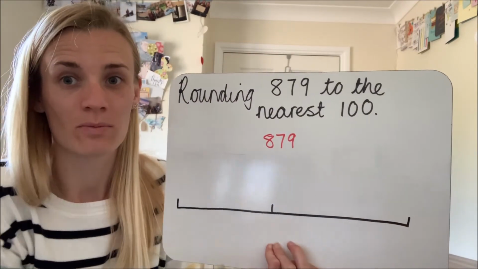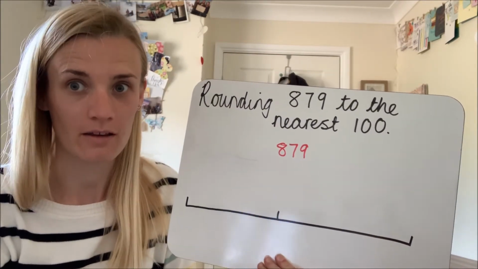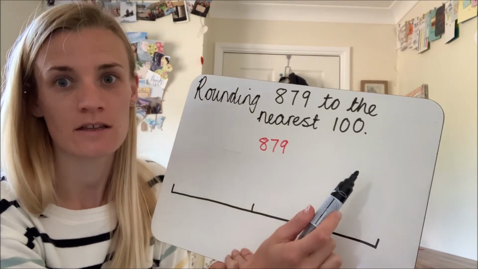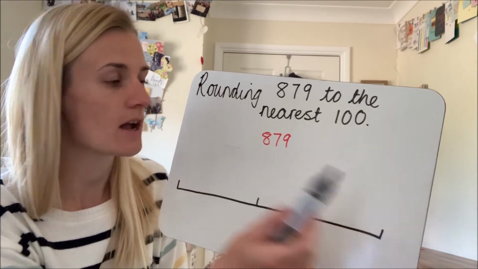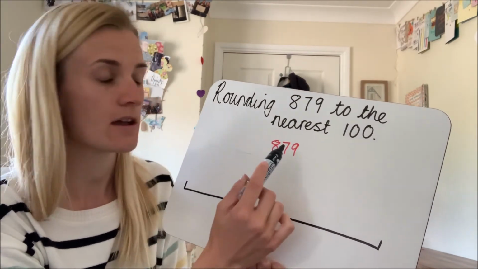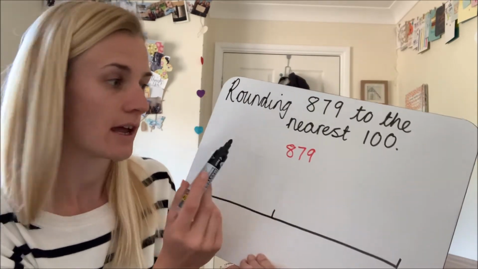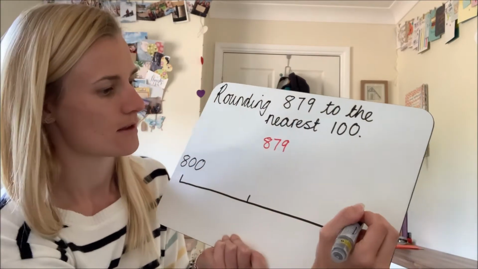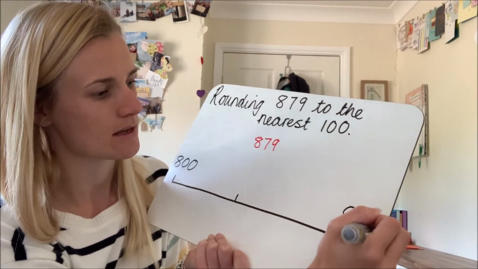Another way that might help us is by using our number line, okay? So I've got 879 and I'm rounding it to the nearest 100. So if I draw a number line and put my hundreds that are either side of this number on each end, okay? So I've got 800 down at this end and 900 down at this end.